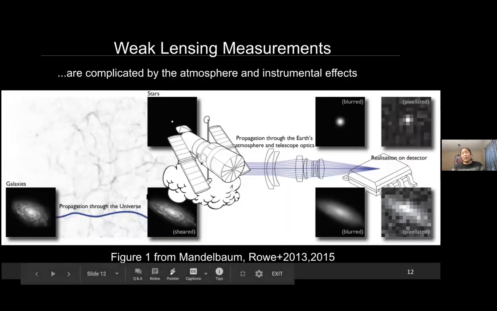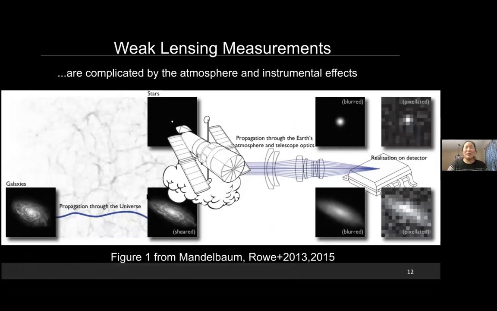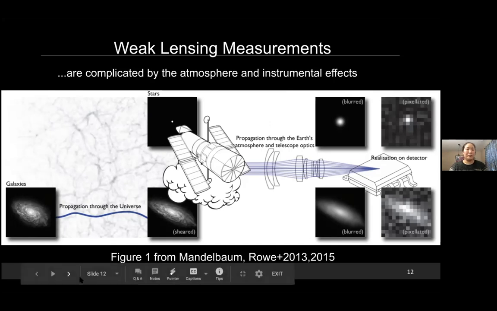So the measurements are quite complicated by certain things happening. One thing is that the atmosphere can blur the image that we receive. And then the other thing is that you can also get instrumental effects. And of course, if you're in space, you don't have the effect of the atmosphere, but you still have some effect from the detector and the telescope. So something about the optics and then detector effects.